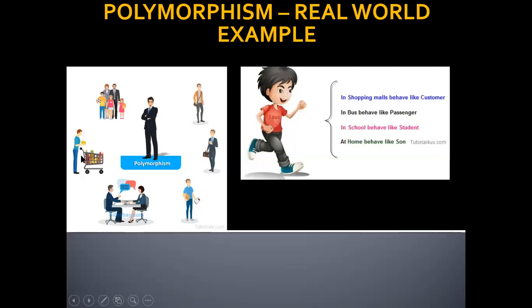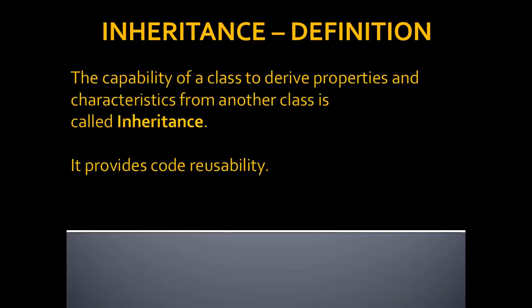Here he is a customer at a supermarket. Here he is with his girlfriend, or you can say his wife, and he's in an informal dress, and in a formal dress, individually. So this is the best example for polymorphism, and next one is inheritance.